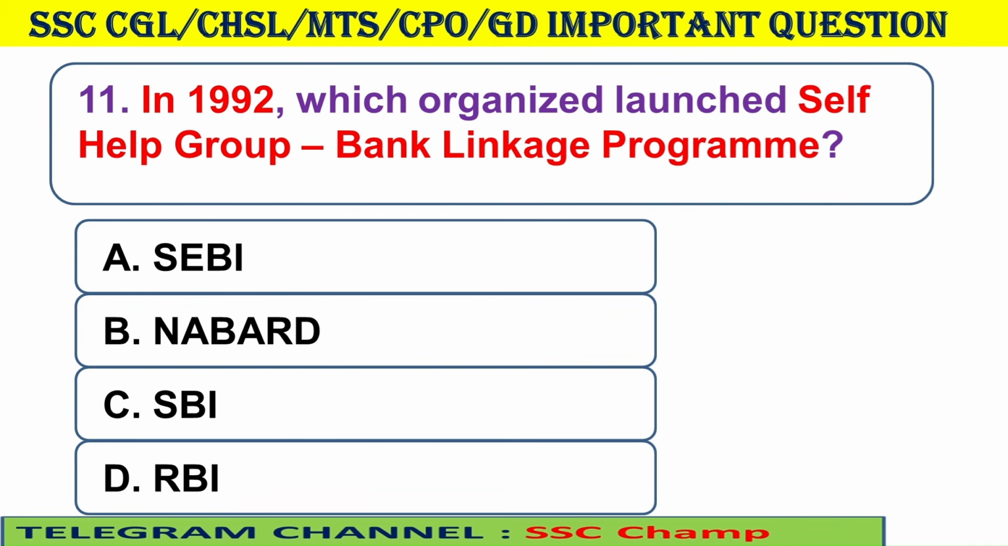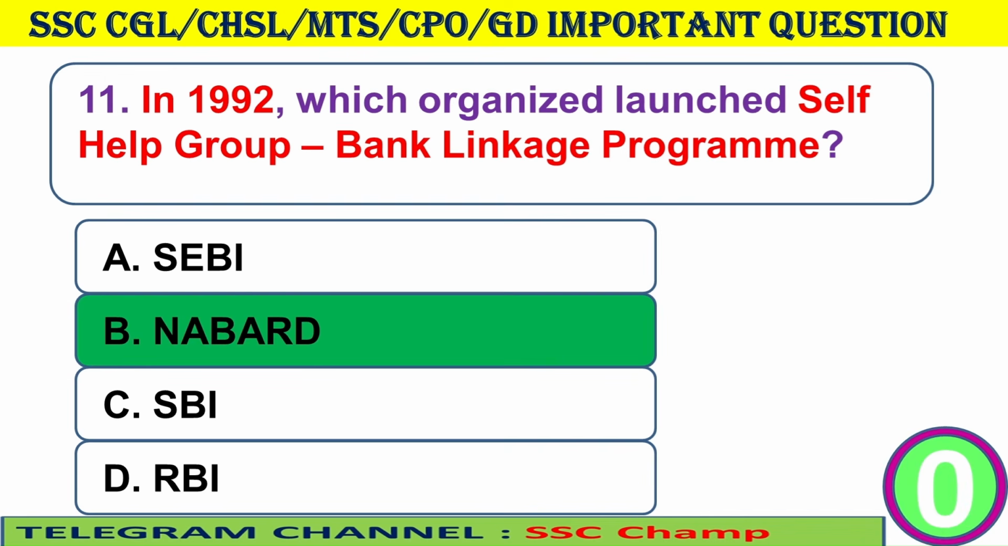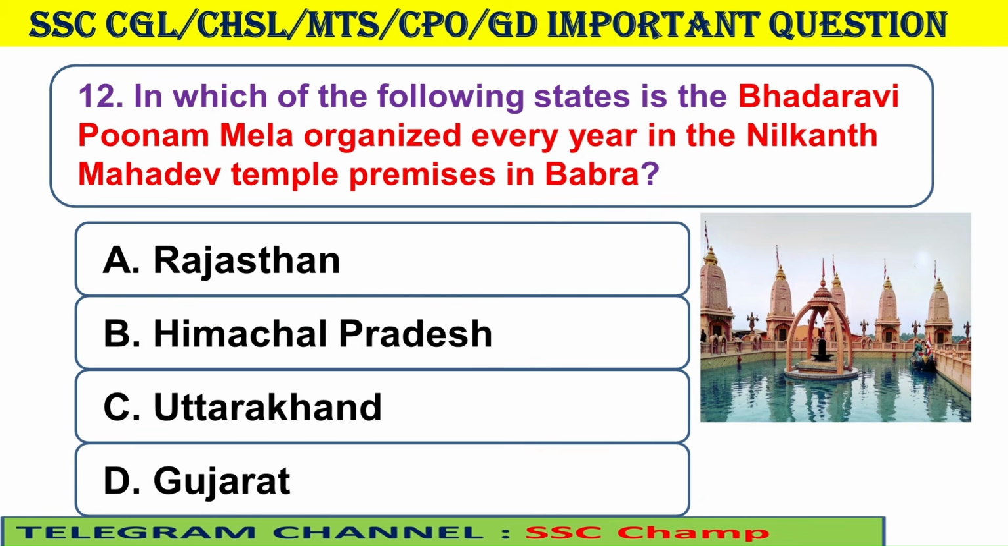Option A, SEBI. Option B, NABARD. Option C, SBI. Option D, RBI. Correct answer, NABARD. In which of the following states is the Adaravi Punam Mela organized every year in the Nilkanth Mahadev temple premises in Babra?